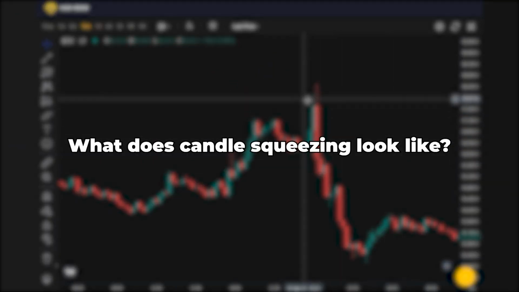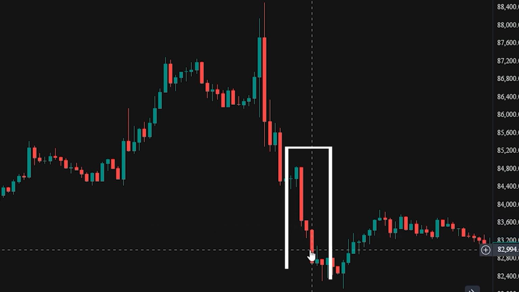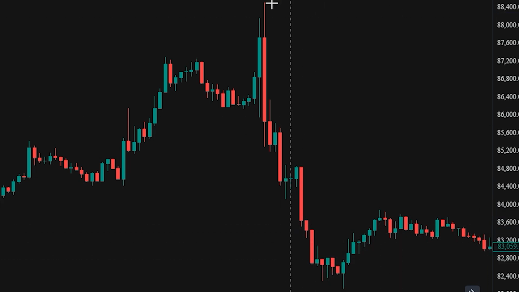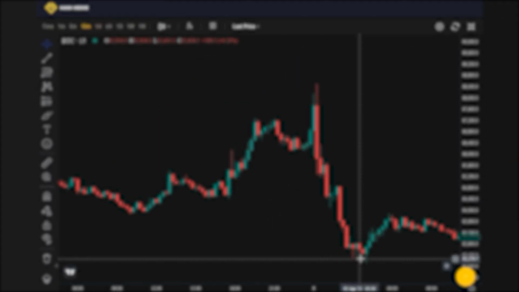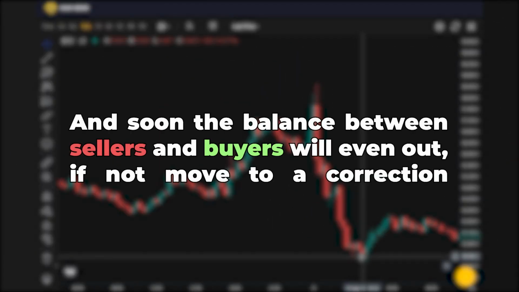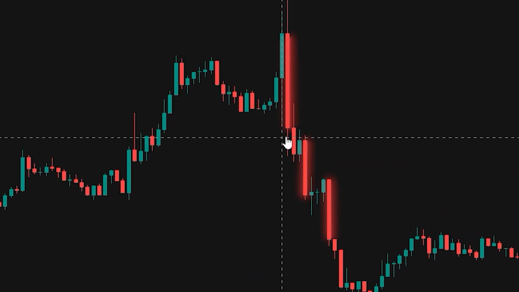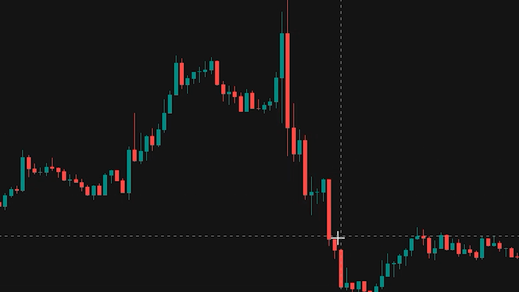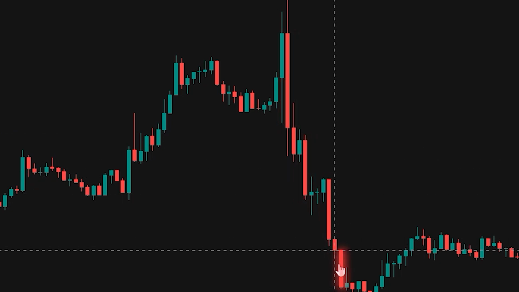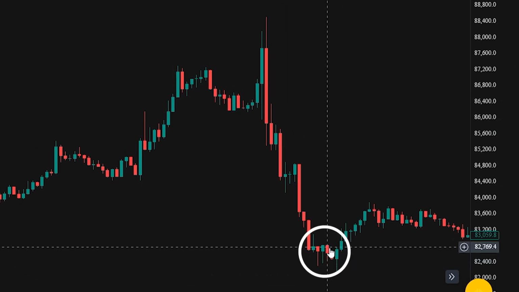What does candle squeezing look like? If the size of candles decreases over time, it means that the momentum of this trend has been lost. The main strength of this trend has been lost. And soon, the balance between sellers and buyers will even out, if not move to a correction. For example, we see one long candle, a second long candle, and a third long candle. There's a smaller candle here. Here again, it's more or less big, and then small, small, small.